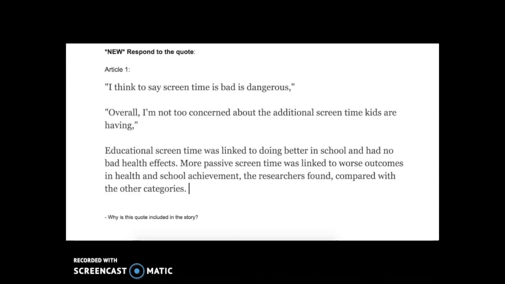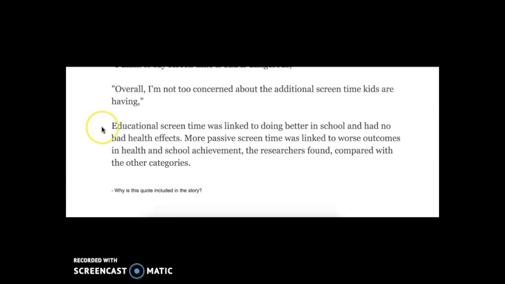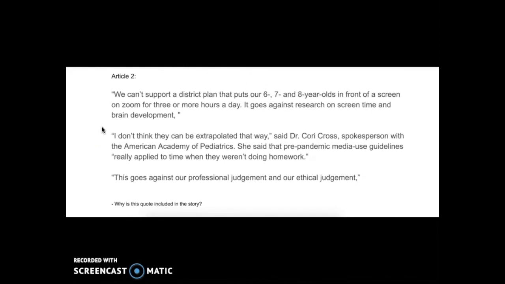There are 3 quotes from the first article on the screen right now. They're also in Edpuzzle currently. Which one is the one that ties most closely to the main idea? Which one is the most valuable to the story? On the screen right now are 3 quotes from the story and the second story, and I want you to decide which of the 3 best supports the main idea that you wrote above.